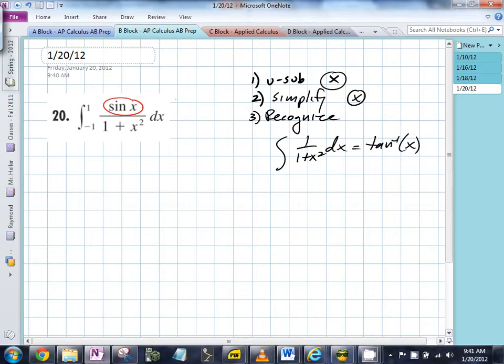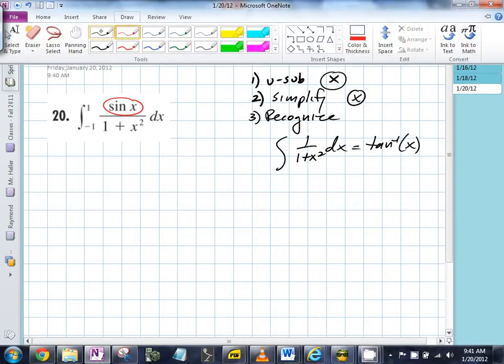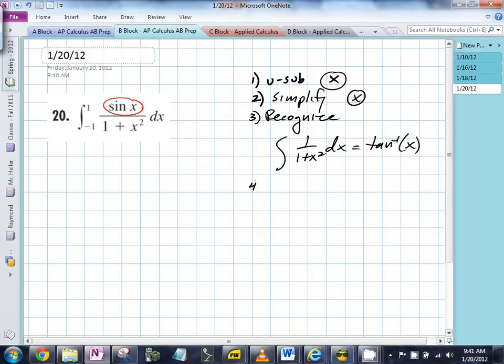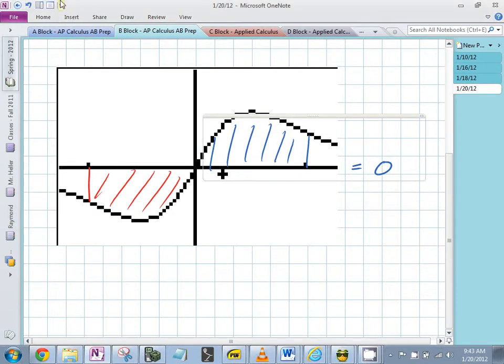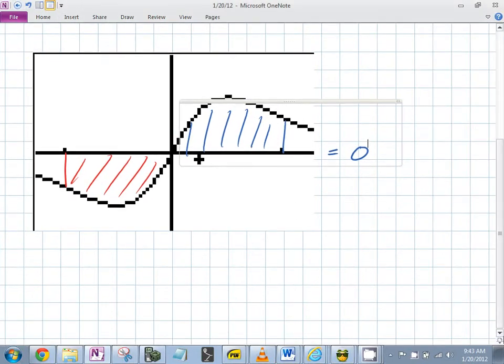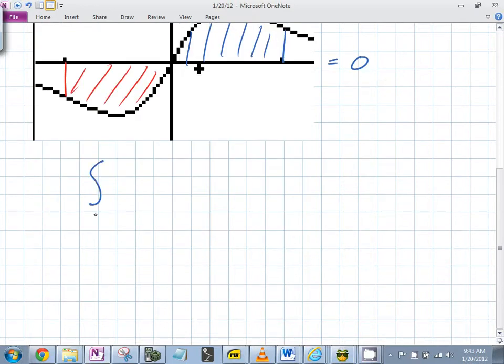Okay. So if you run out of options, what's the last thing you could do? Someone said it over there. Graph it. So if you graph this thing, how would you go about proving it is 0? What? It's an odd function. Good. Very good. One thing that you need to know is if you integrate from negative a to a of an odd function, it's always going to be 0.